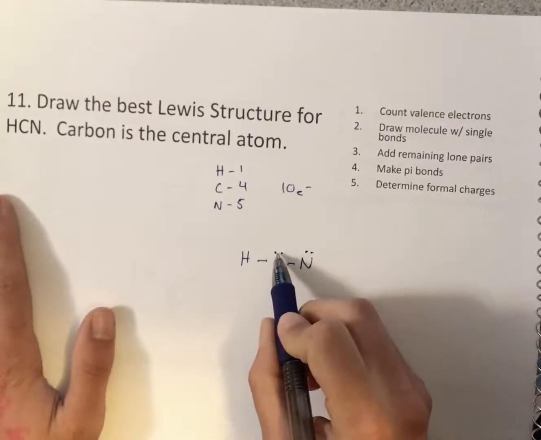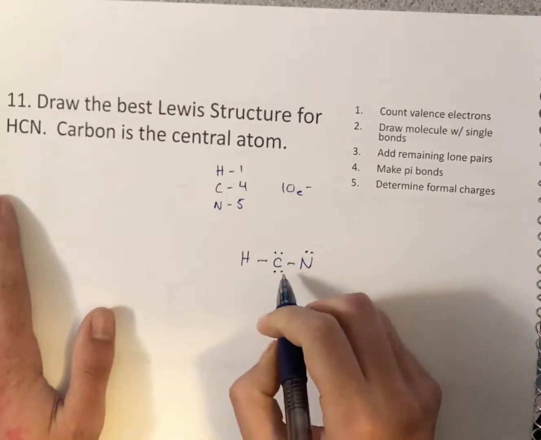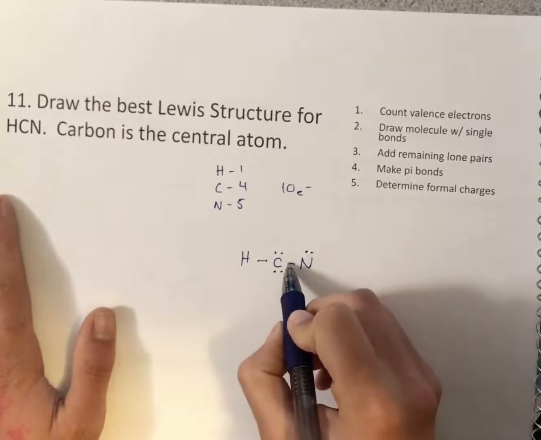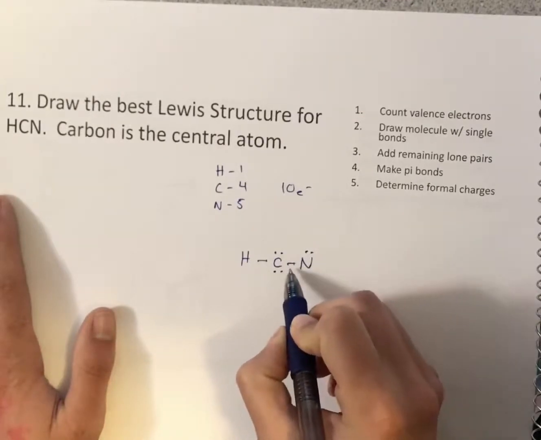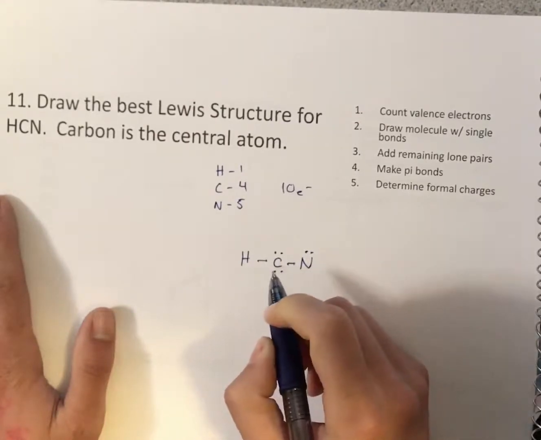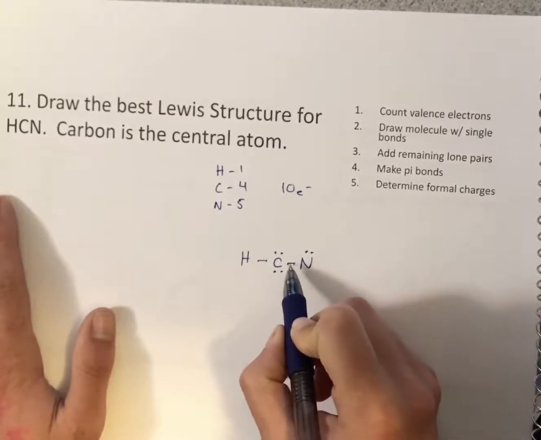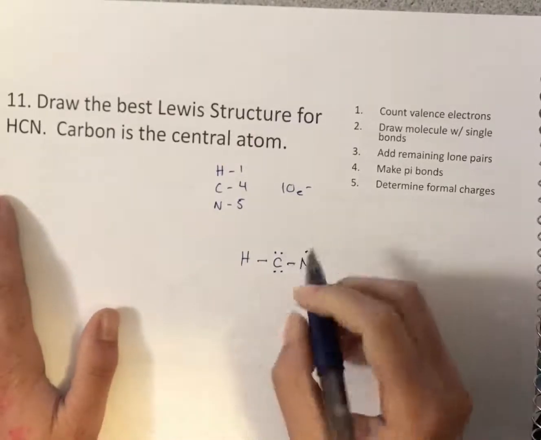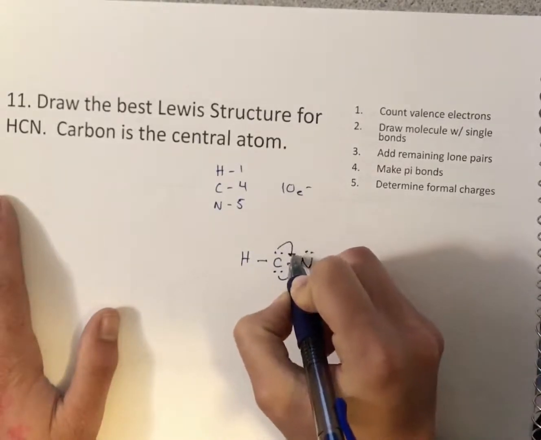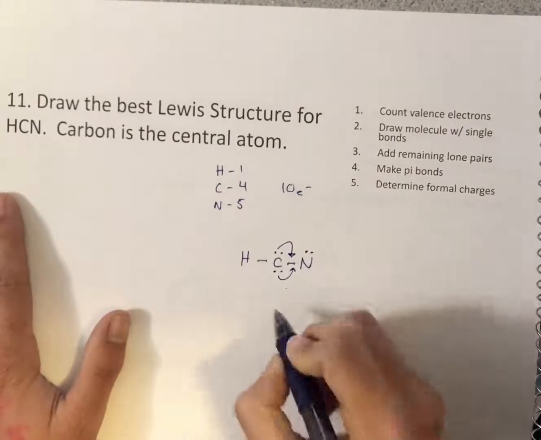Carbon has 1, 2, 3, 4, 5, 6, 7, 8. So carbon's also good, but we'll see that that's going to have a crazy formal charge on it because it only likes to have 4 electrons associated with it, with like usually 4 bonds on it. It doesn't typically have lone pairs. And then this nitrogen, we only have 4. So what we're going to do is we're going to make these lone pairs into multiple bonds so that we're sharing with the nitrogen.